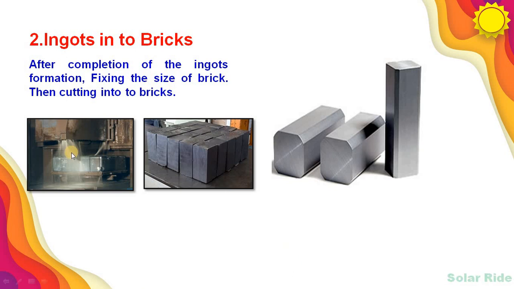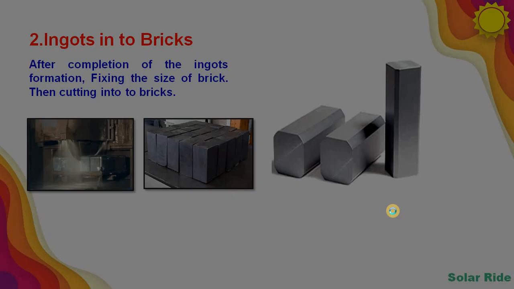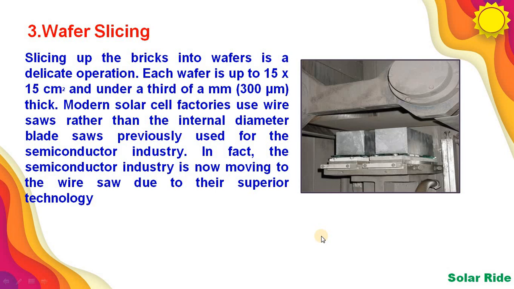Here this image clearly shows the cutting of bricks. Then the bricks will look like this. We are showing these bricks for the monocrystalline solar cell purpose. The next manufacturing stage is wafer slicing. Slicing the bricks into wafers is a delicate operation.